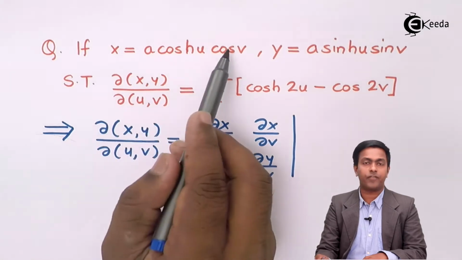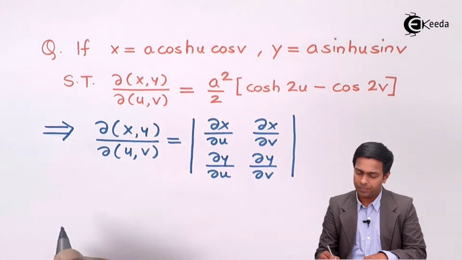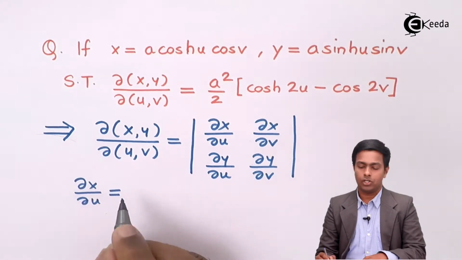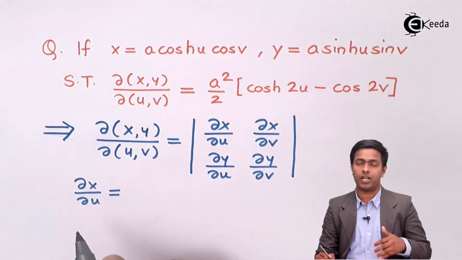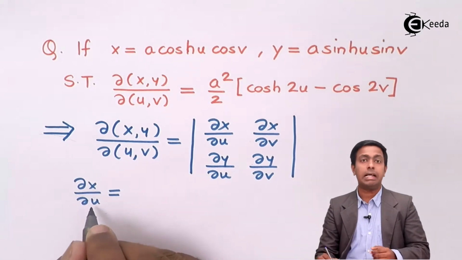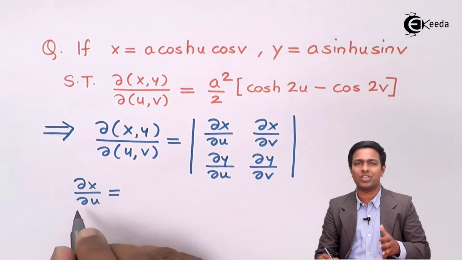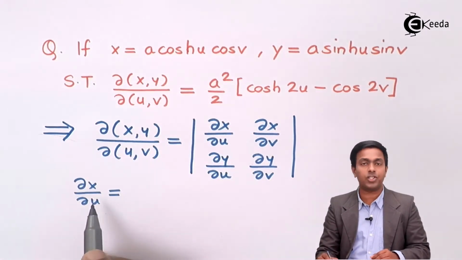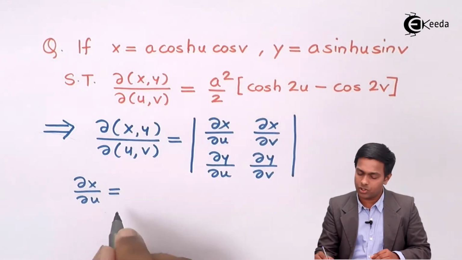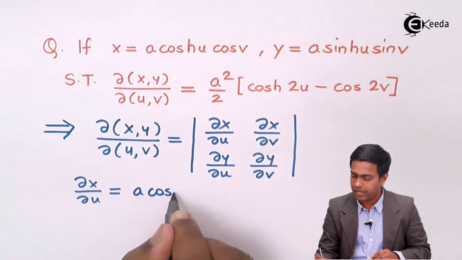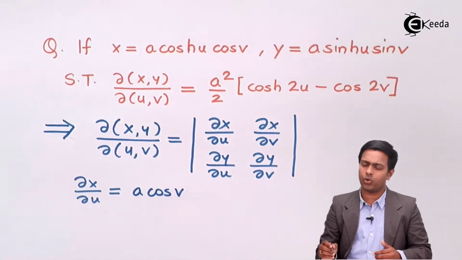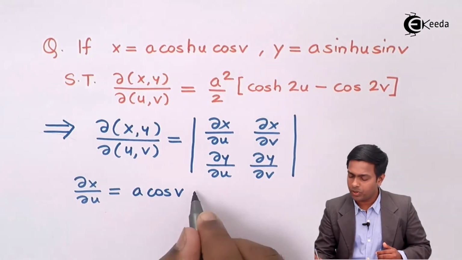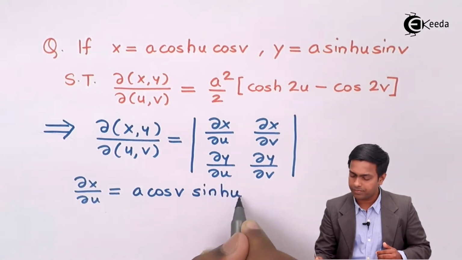By differentiating this partially, we'll get del x by del u as follows. We know the rule that whenever we do partial differentiation with respect to some variable, we assume the other variables as constant. In this case, we have u, v and a. Since I am differentiating with respect to u, v and a are constant, so we'll get a into cos v outside. Now we differentiate only hyperbolic cos u. The derivative of hyperbolic cos u with respect to u is hyperbolic sin u. So this is the answer.